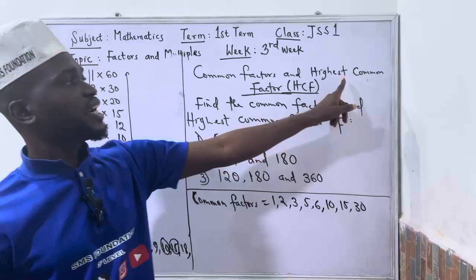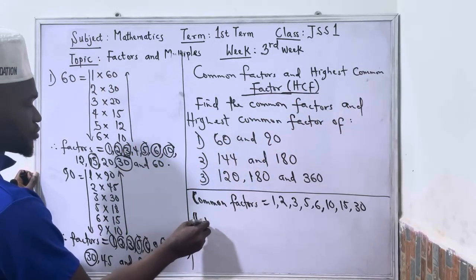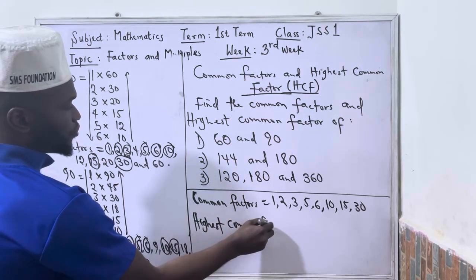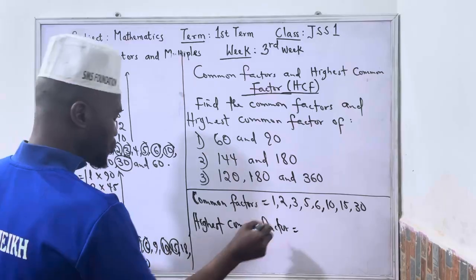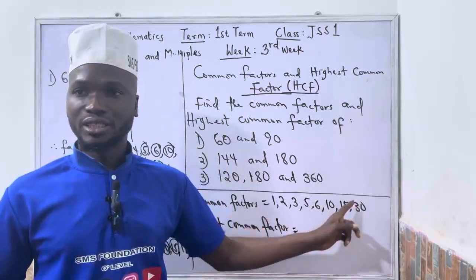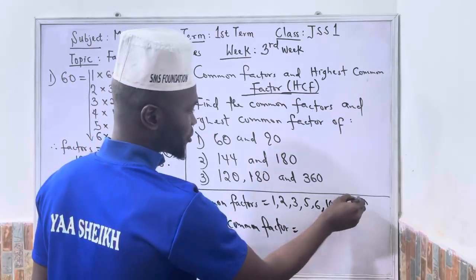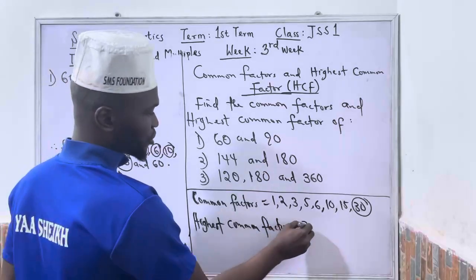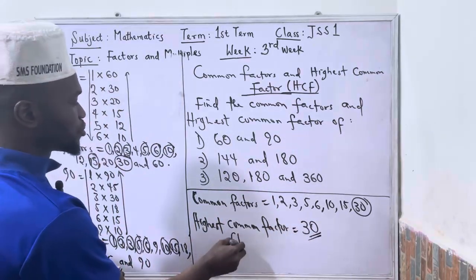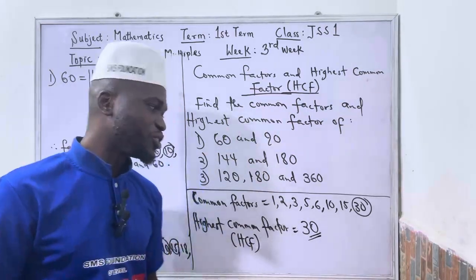Now, how do we know the highest common factor? So highest common factor. You look at the common factors. You just take the highest among the common factors. So the highest among the common factors is 30. So I'll just write 30. So this is the highest common factor, which is also known as HCF, which is highest common factor.